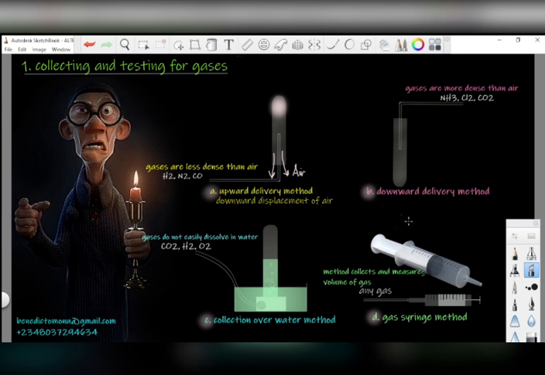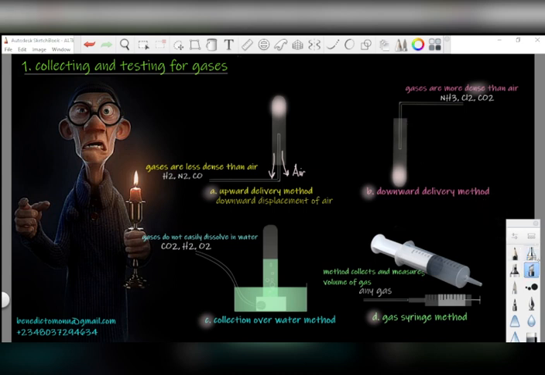The second method we have here is the method called downward delivery. It is the exact opposite of the upward delivery method. What happens here is that gases like ammonia, chlorine, and carbon dioxide that are heavier than air, these gases are going to drop to the floor downwards when you collect them from a reaction because of their density. They are denser than air, so they drop downwards. So the tube is going to be oriented downwards and the container for collecting them will be positioned this way.